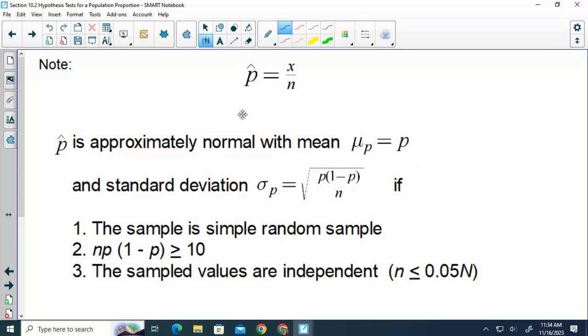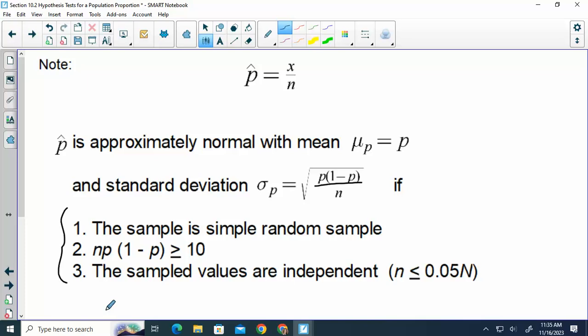We know p-hat from our formula sheet is x over n. It is normal, assuming the criteria is met. The mean is your p, and the standard deviation is the square root of p times 1 minus p over n, assuming your criteria. Criteria number 1, I've never really made you verify: it just has to be a simple random sample. But we always check that n times p times 1 minus p is greater than 10, and that they're independent, meaning the sample has to be less than 5% of the total population.